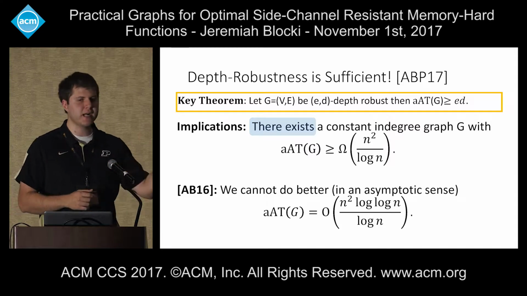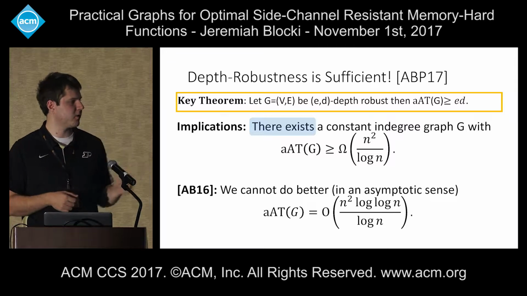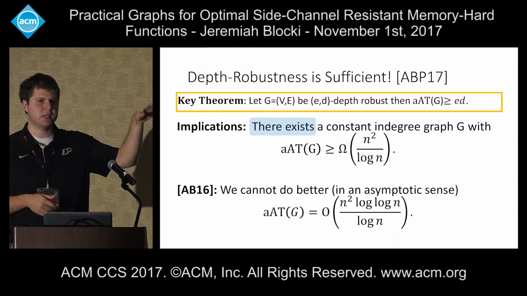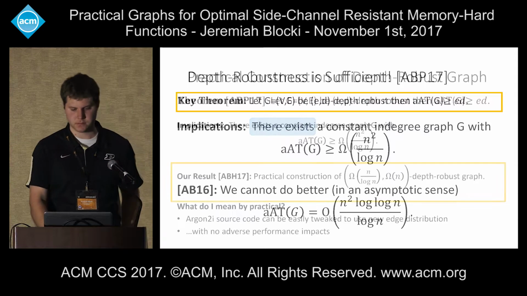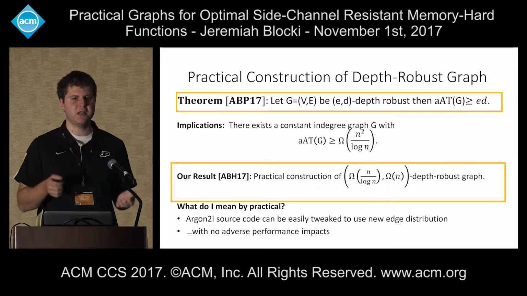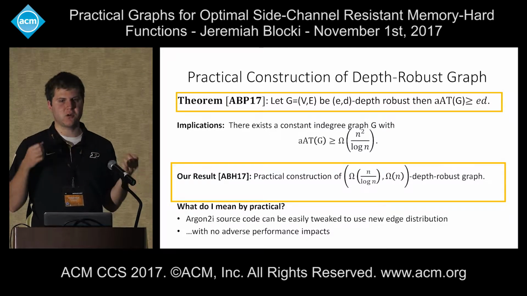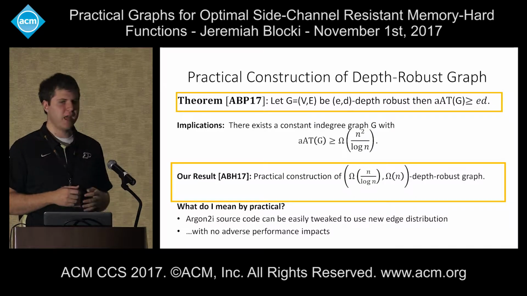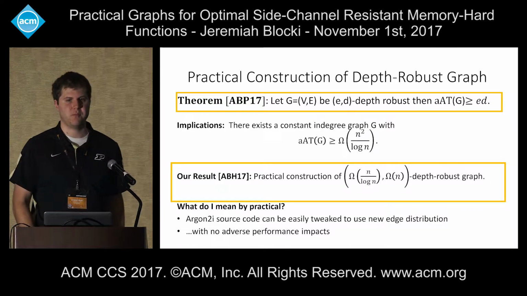We give a practical construction of a highly depth robust graph. In particular, the graph is (n over log n)-depth robust, which means if you delete any subset of n over log n nodes, there's still a linear size path in the remaining graph. What do I mean by practical here? Well, I mean it in an empirical sense. You can actually modify the Argon2 source code, tweak it to use our new edge distribution, and you get no adverse performance impacts. So that's what I mean by practical.